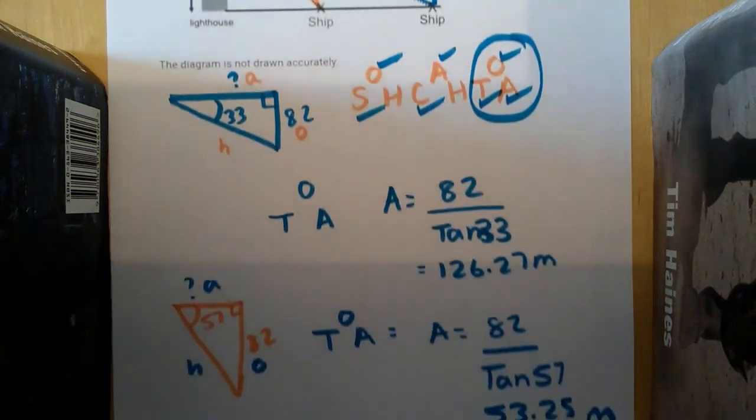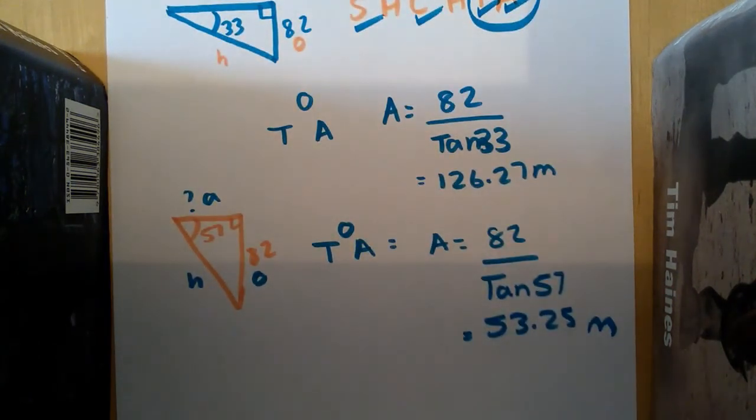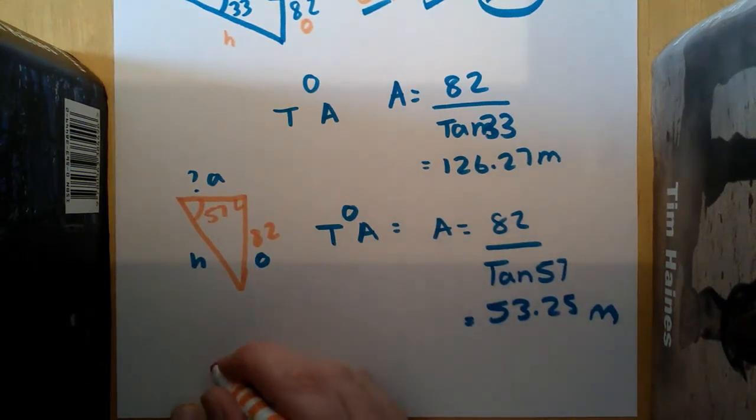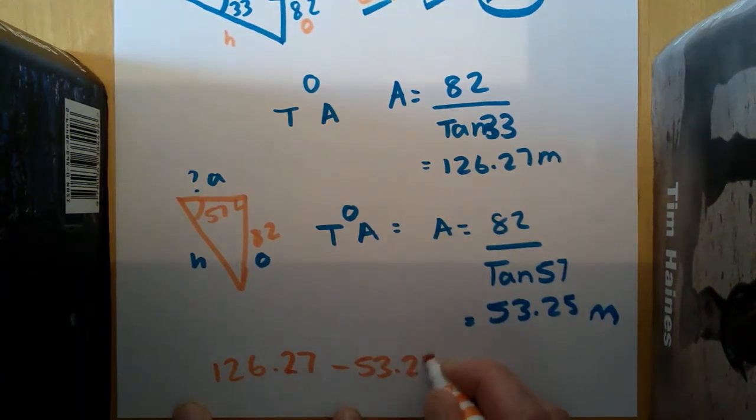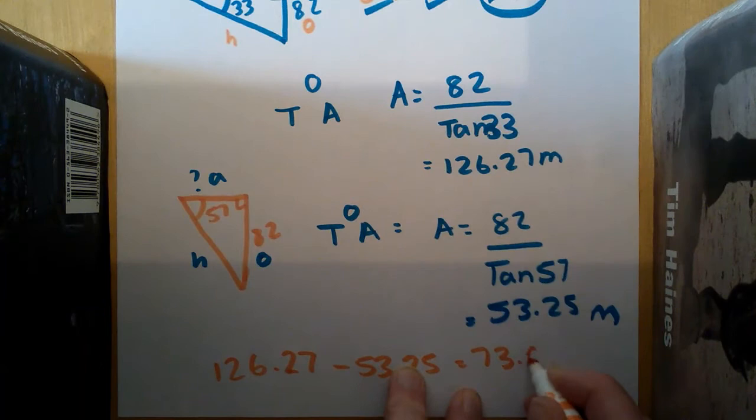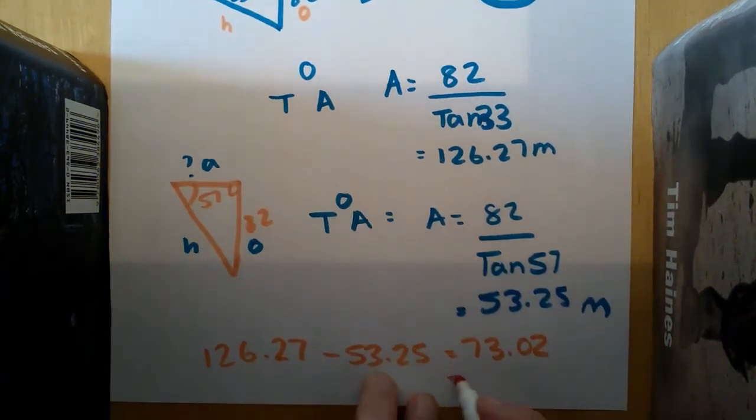If you remember, the question asked me for the distance between the two ships. So the distance between the two ships, I've just got to take my two answers away. So we've got 126.27, take away 53.25, is equal to 73.02. So that will be 73 metres to the nearest metre.